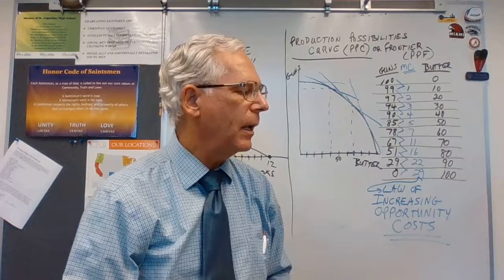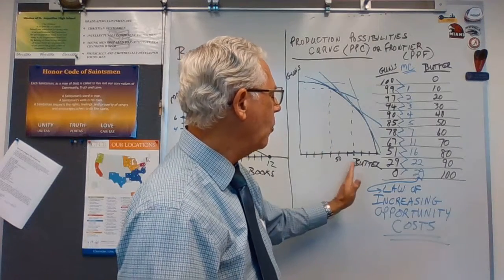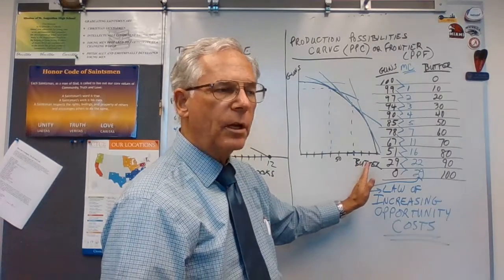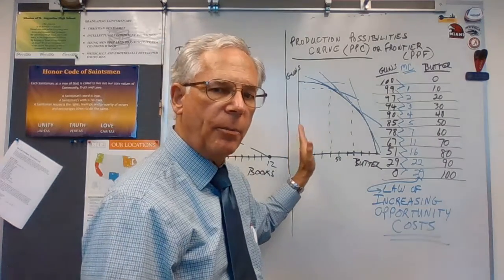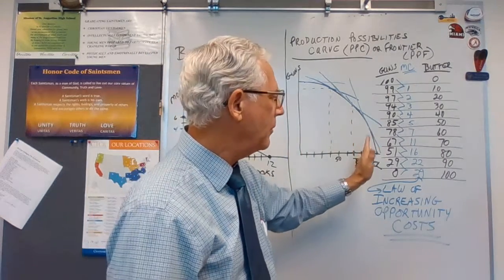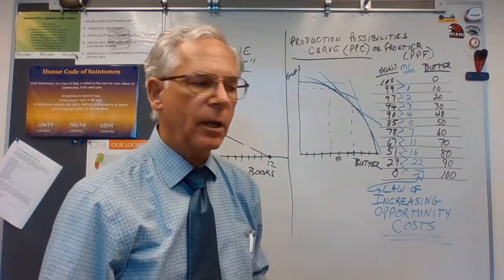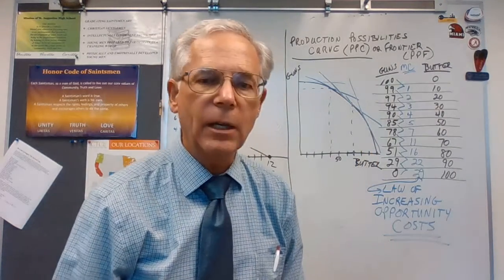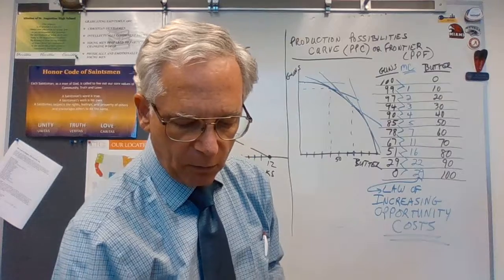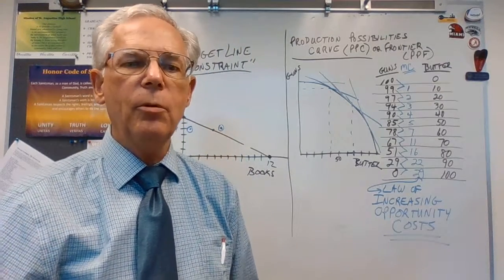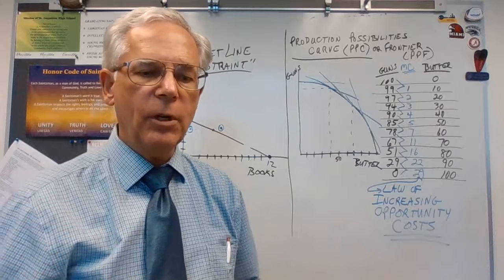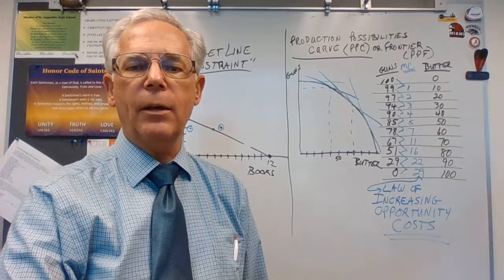The idea that as you get more of one product, you're going to have to give up increasingly more units of other products to get the same number of units of the product that you are trying to get more of, okay? So hopefully these short little videos will be good for review and to reinforce the things that we've gone over in class, okay?